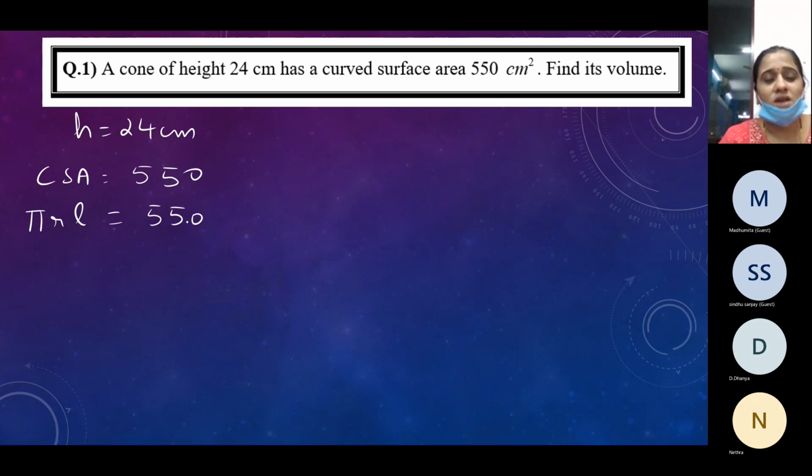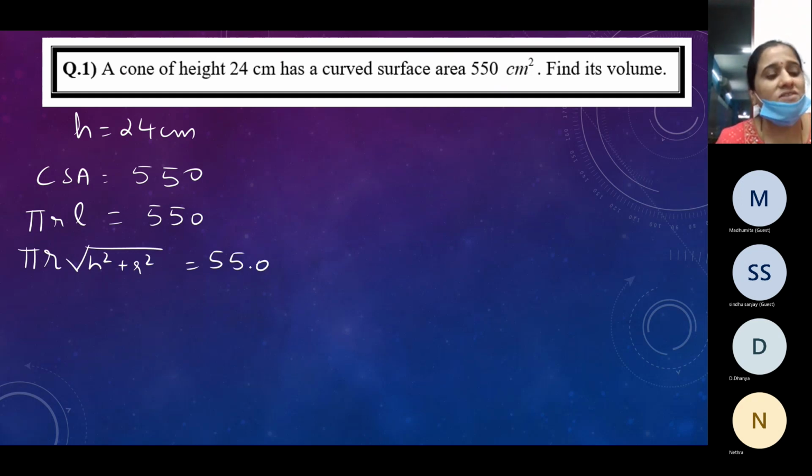Now, for volume, you need R and H. So you don't want L at all. For volume, you need to find the values of R and H. H is given to you, 24 centimeters. You want R, you don't want L. So what we'll do in the next step: pi R, what is L? Root of H square plus R square, is equal to 550.